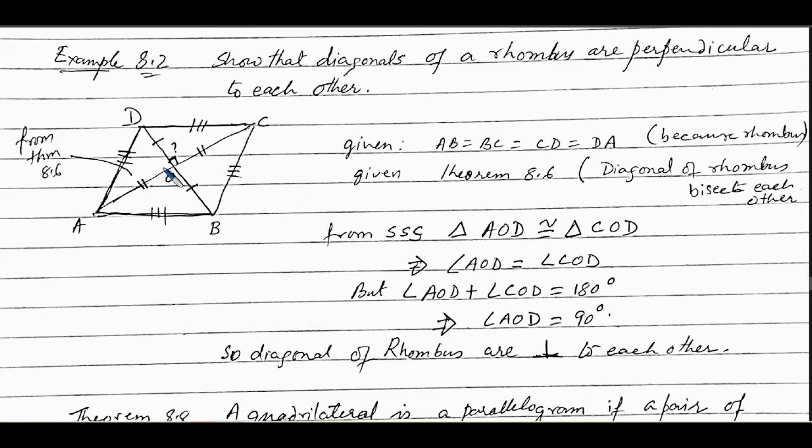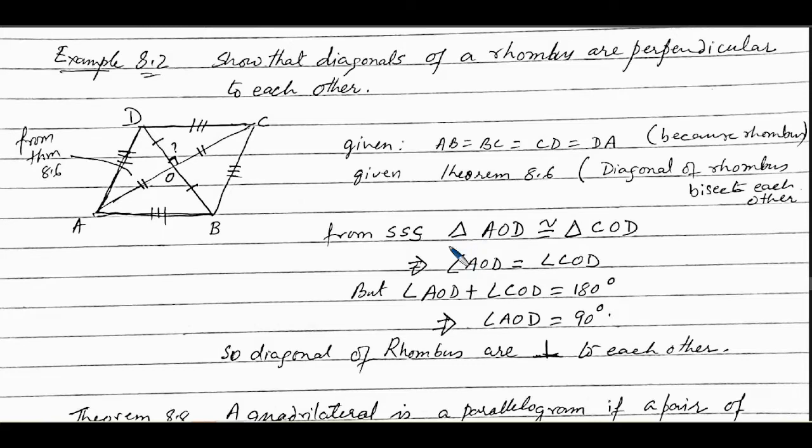This side will be equal to this side and this side will be equal to this side. So this is also given in the theorem. So now we know that these sides are all equal, and this dash and this dash are half the diagonal, since it bisects, and this single dash is half the diagonal which bisects. DO and OB are the same. So from the side-side-side congruence rule, triangles DOA and DOC, or AOD and COD, are congruent.